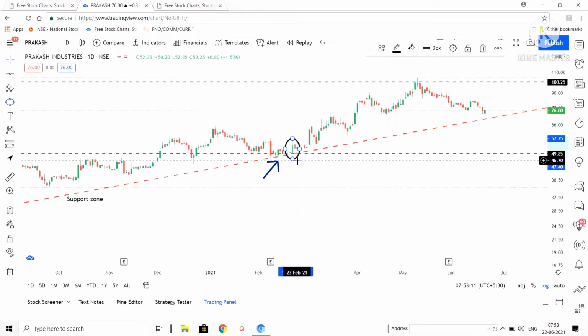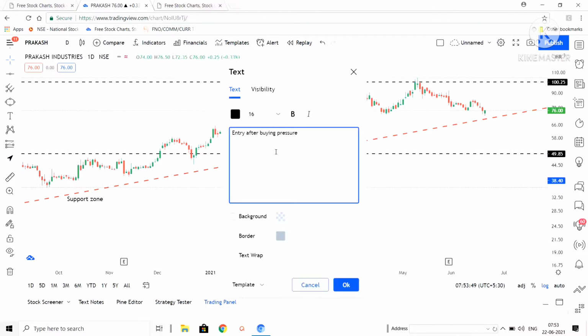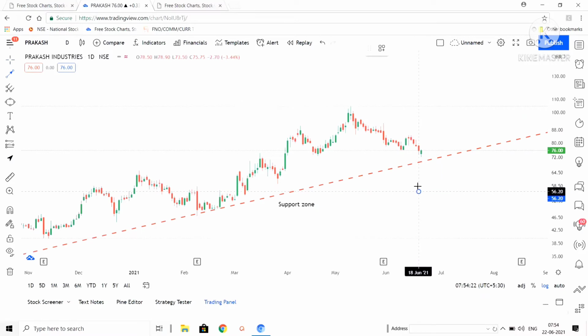Look at the encircled area. Here we can see one bullish candle. It indicates the buyers came into the picture. That also happened at the support level. After the buying candle, we will be having some sort of retracement. There we can start our trade with confidence.